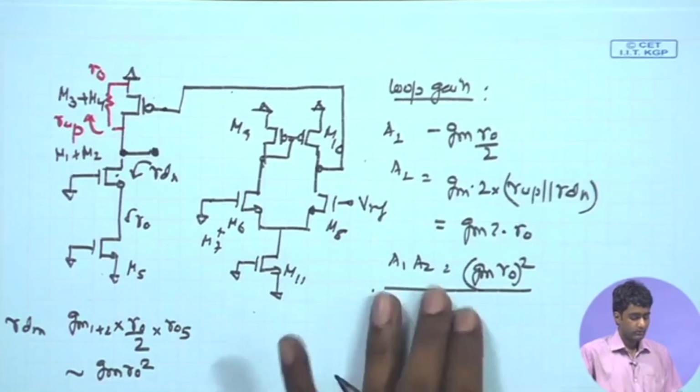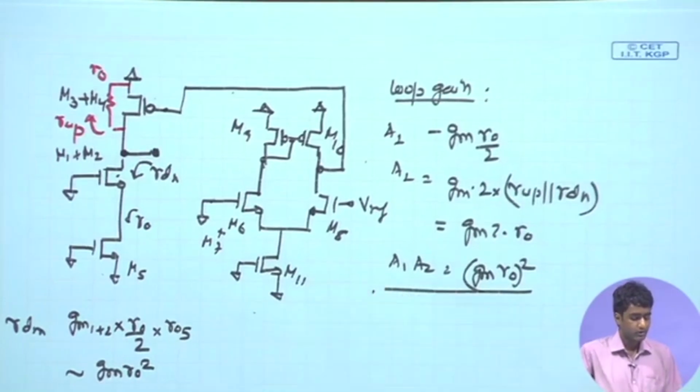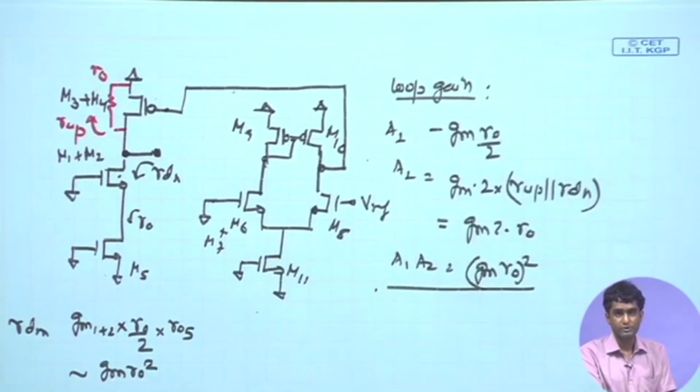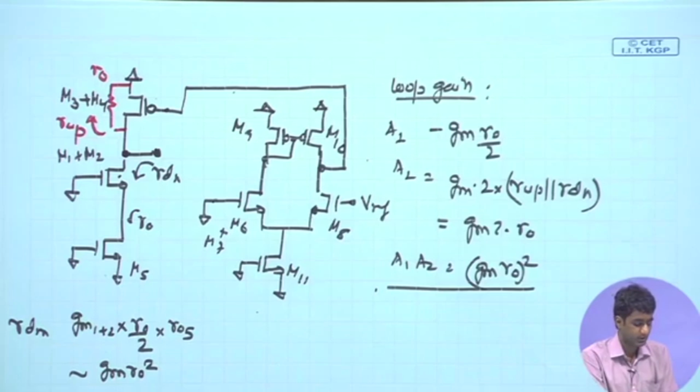Now, once we have the gain, in order to find out the overall frequency response for the open loop amplifier, we need to calculate the critical poles, and we need to identify which are the circuit nodes at which we are going to expect critical low frequency poles, which are going to determine the cutoff frequency of my open loop amplifier.